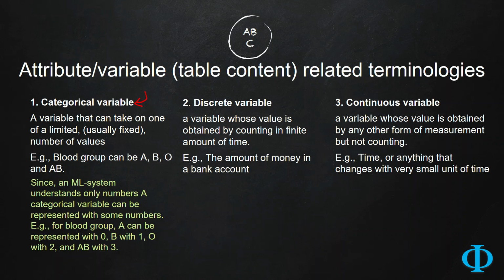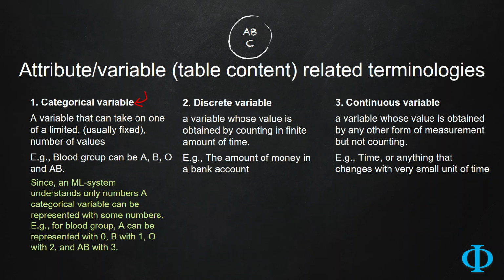For example, a blood group. It has some specific number of values, right? It can be either A or B or O or AB. It cannot be anything other than that. So whenever there are some fixed number of values in a data set, in the variable, we call it a categorical variable. Now, since a machine learning system only understands numbers, a categorical variable must be represented using some numbers when it is fed inside a machine learning system.